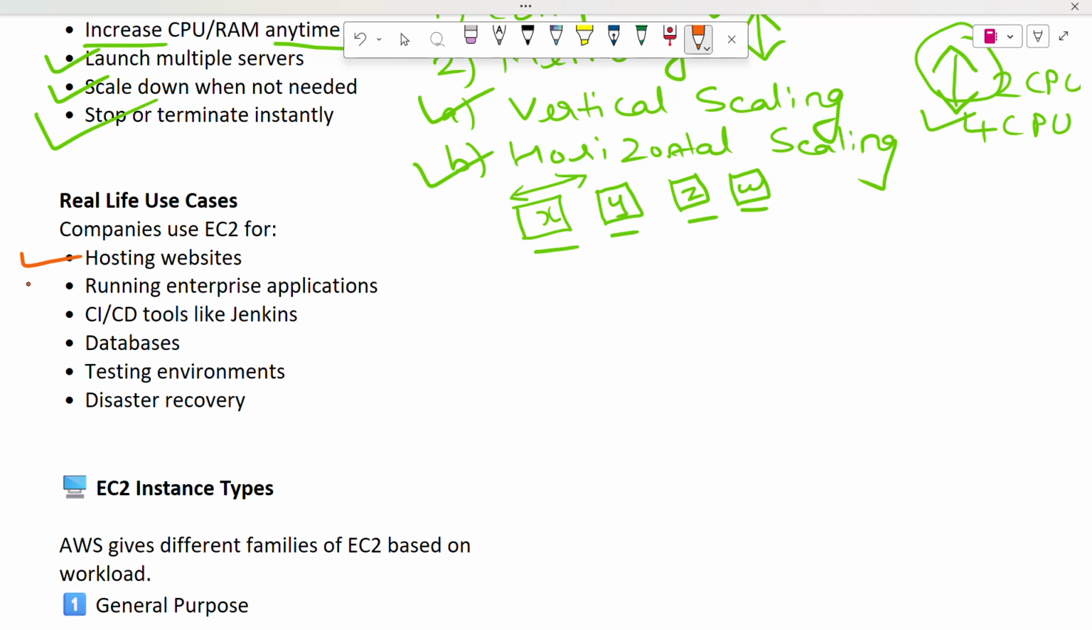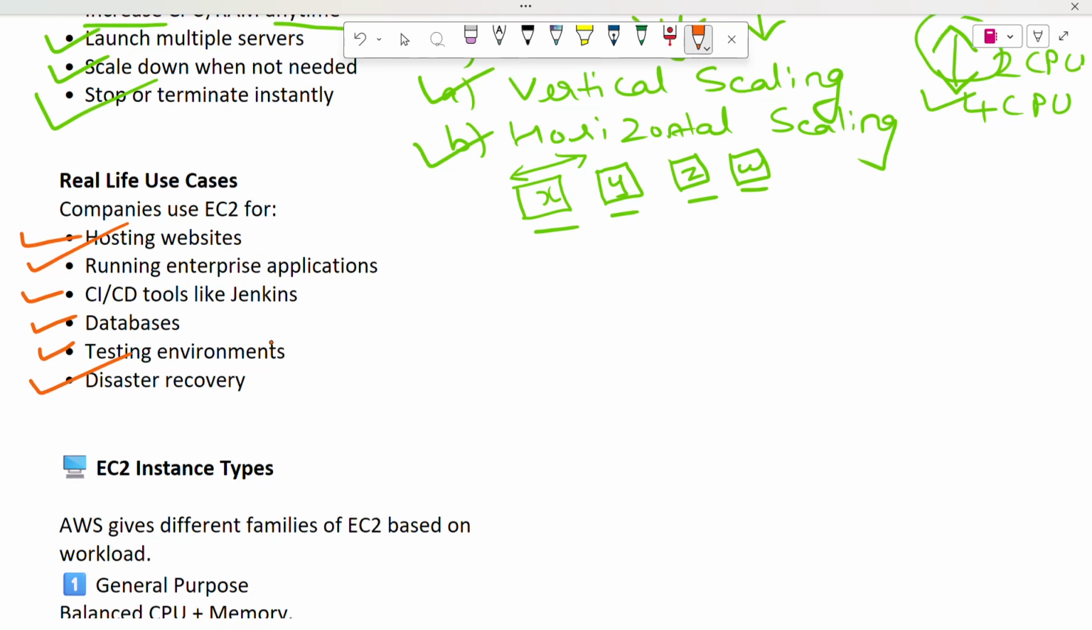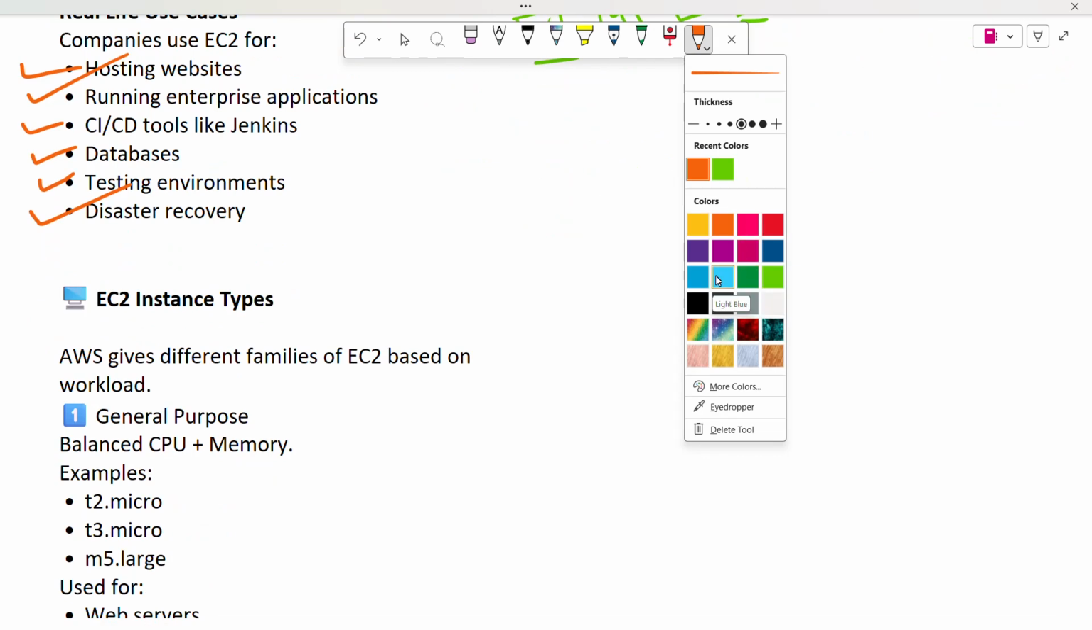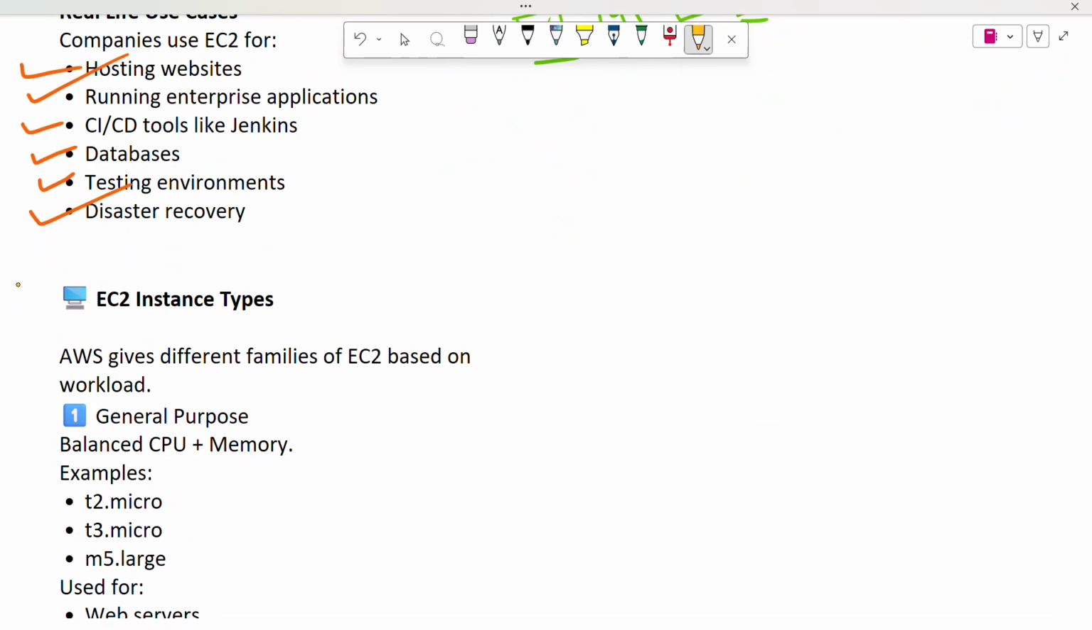Then running enterprise applications, and CI/CD tools like Jenkins can be hosted on an EC2 instance. For databases, for testing environments, for disaster recovery, there are multiple real life use cases where EC2 finds its applications. The third part which we want to understand today is related to the EC2 instance type.